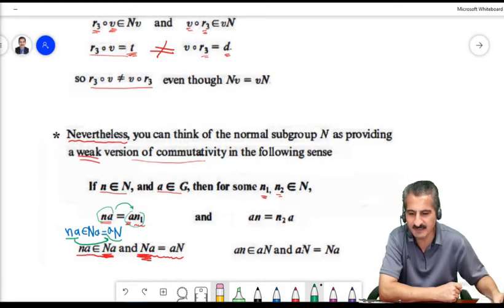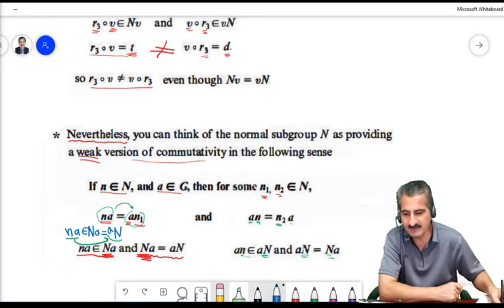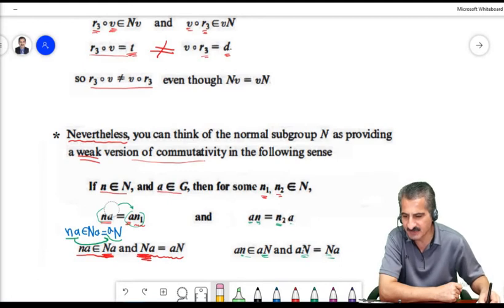Now the same thing applies here. A times small n belongs to capital N. But capital N is the same as capital N times A. So we will have A times small n equals n2 times A for some n2 in the group. So some sense of commutativity has been achieved here, and we will need this technique to understand the proofs of two theorems that we will see now. So I want to erase that and rewrite.